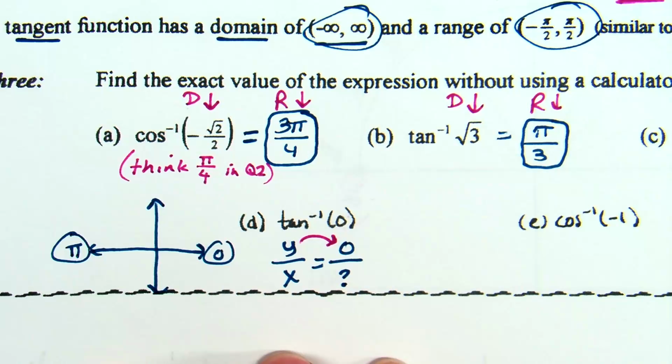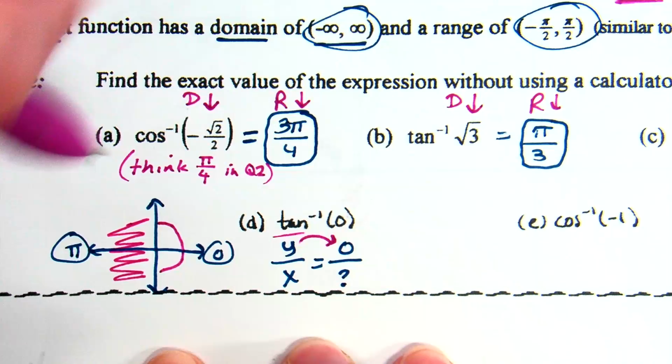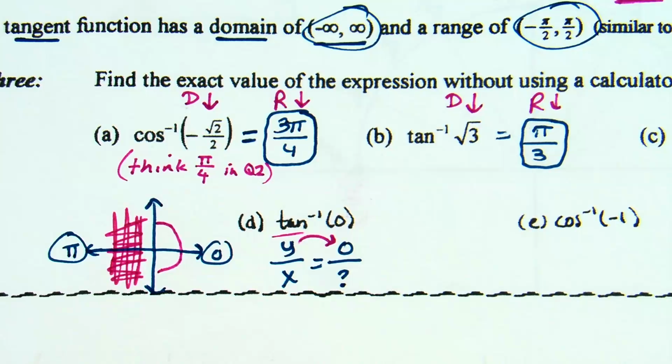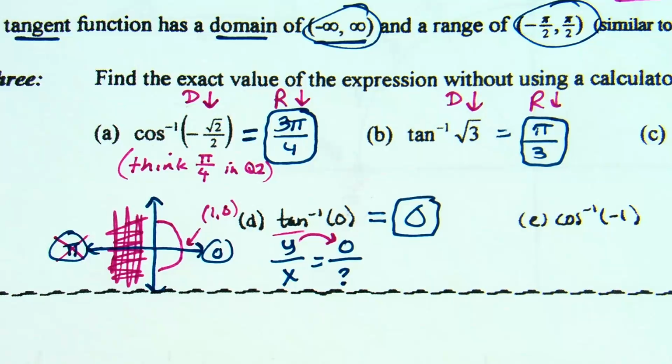However, which type of problem are we doing? This is a tangent inverse. So tangent is where? On the right side. This left side, not an option for tangent. So that means we can't use pi, and our answer has to be 0. And this is because the ordered pair here is 1, 0. So as crazy as it sounds, all of that to say tangent inverse of 0 is 0. Some of these you can just remember.